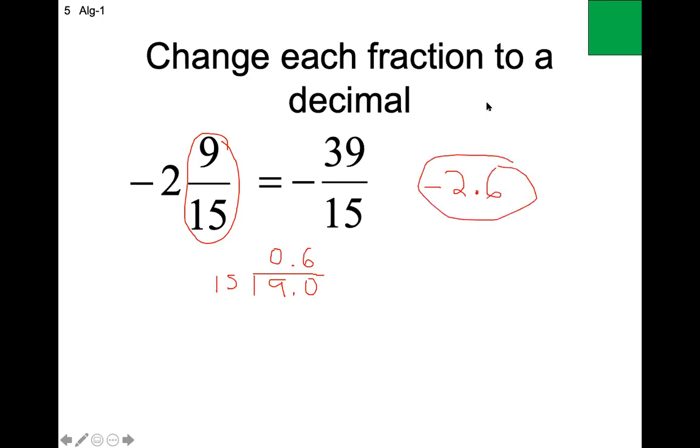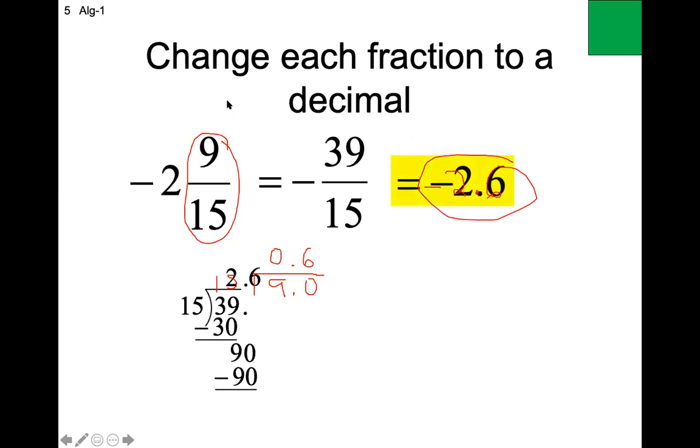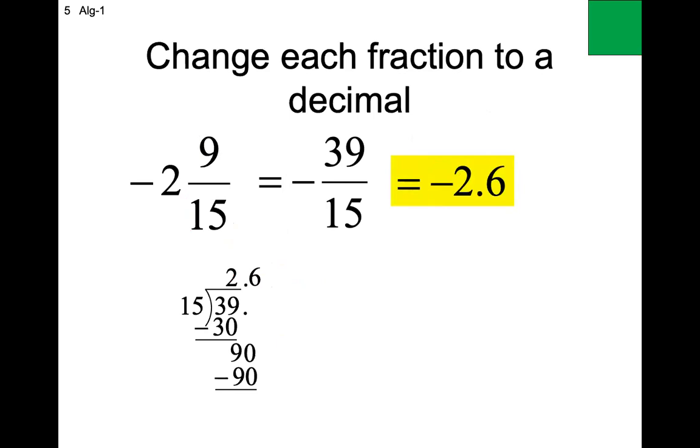You want to do it the other way? No, the other way is make it into an improper fraction. Do the long division, and sorry for that being in the way, but you still get 2.6, in other words, negative 2.6. Oh boy, is that messy. All right, there's a bit nicer. Whichever way floats your boat, go ahead and choose that one.